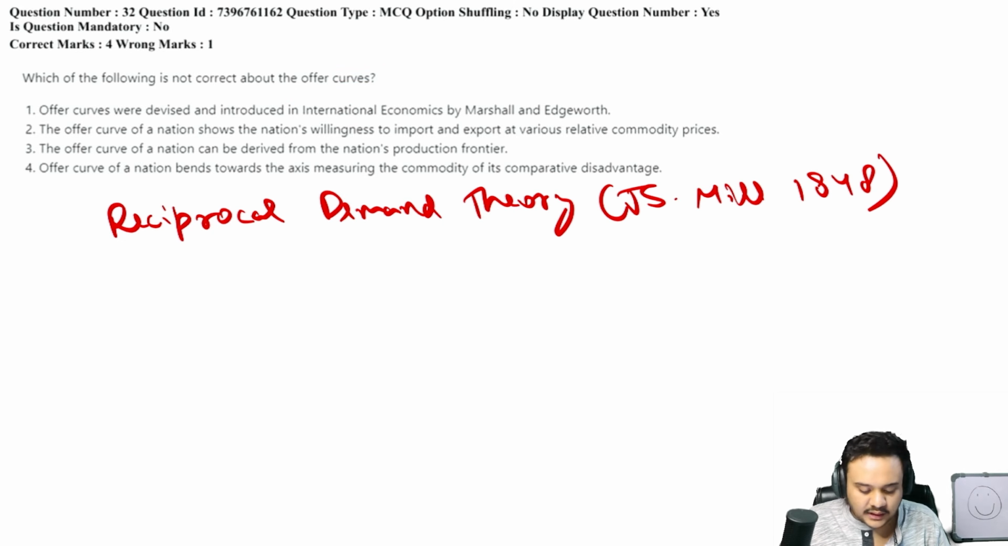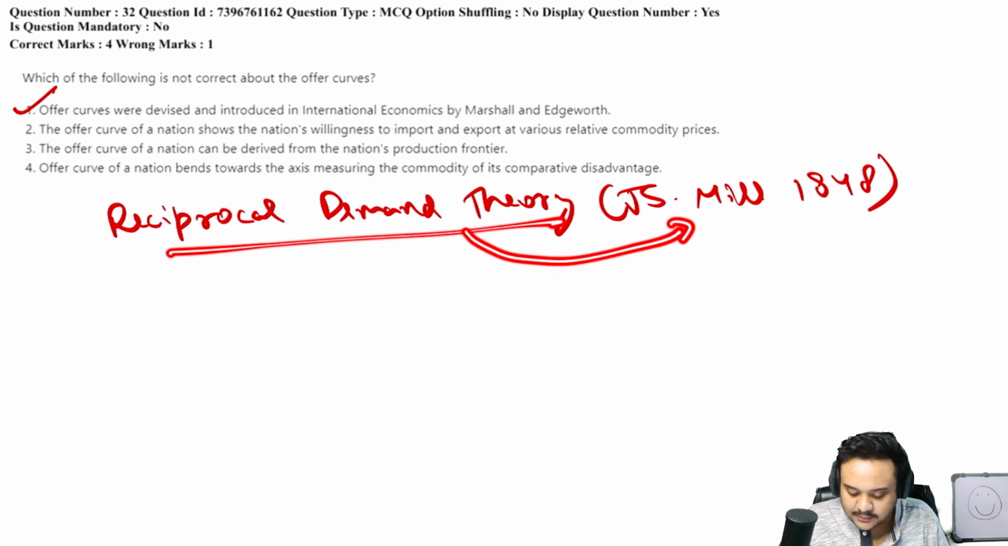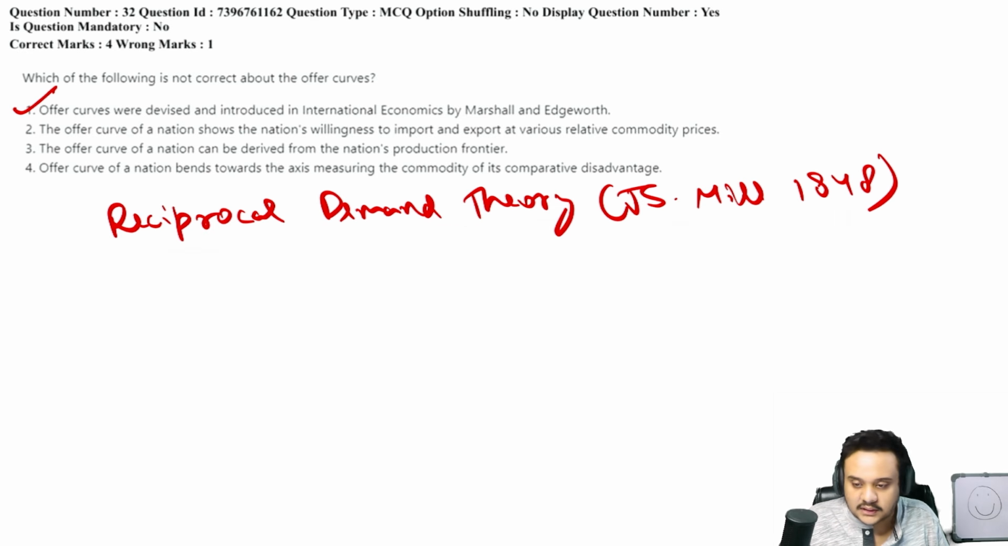Now let us first of all read the options. Offer curves were devised and introduced in international trade by Marshall and Edgeworth. Yes, this is an extension to the reciprocal demand theory. J.S. Mill was a classical economist, so this is a classical theory, not a new trade theory. Okay, and offer curves were just a graphical extension to his theory.